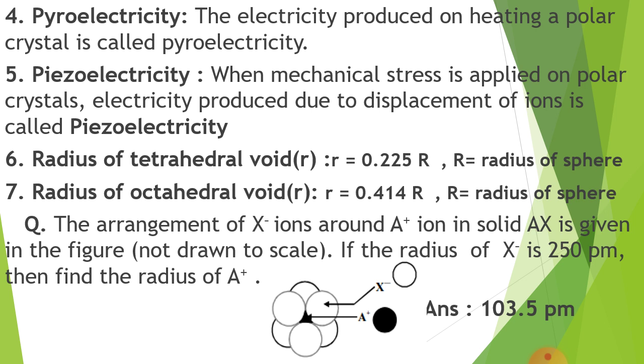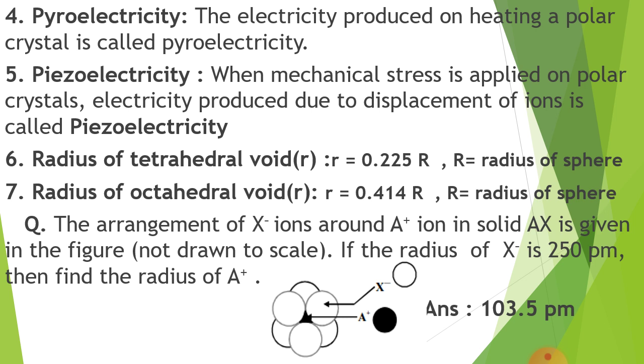Point number 6, radius of tetrahedral voids. One formula I have to learn. Small r indicates the radius of tetrahedral voids and capital R the radius of the sphere. Here r equals 0.225 R. Similarly, for the radius of octahedral voids, small r equals 0.414 R. Here again capital R is the radius of the sphere.